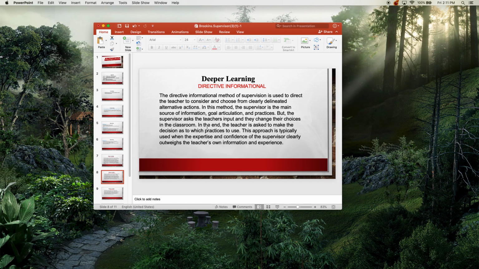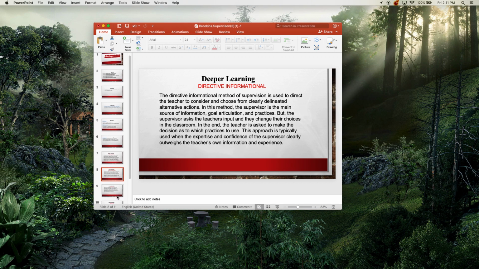Lastly, it says this approach is typically used when the expertise and confidence of the supervisor clearly outweighs the teacher's own information and expertise. So, a little bit different from directive control. It's directive informational. And like I said, it's the next rung on the ladder, or it's the next progression level that you're going to take a teacher through as you're providing that support.